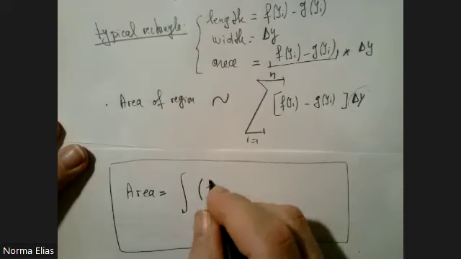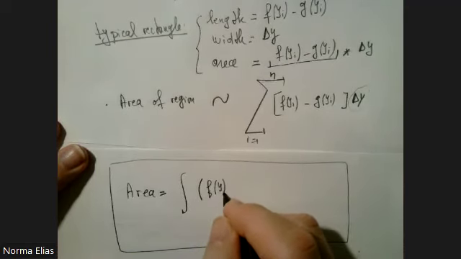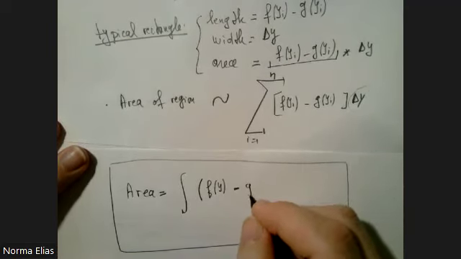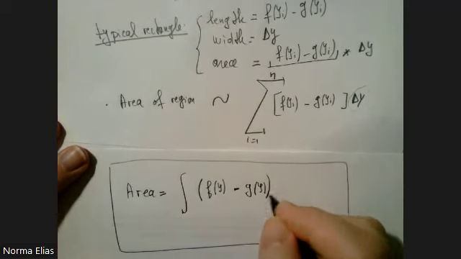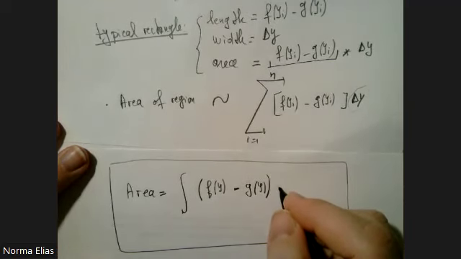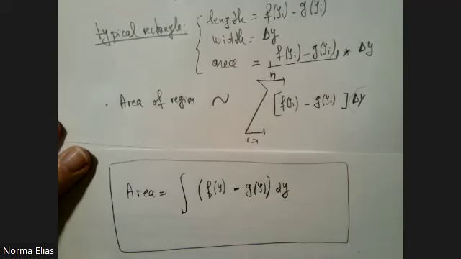F of y minus g of y times, and that's the important part, there are no more x's here. This is going to be dy. The variable is going to be dy. Now, the limit.